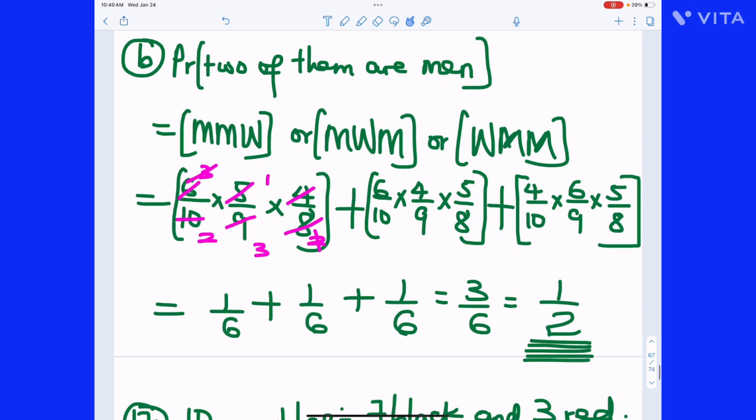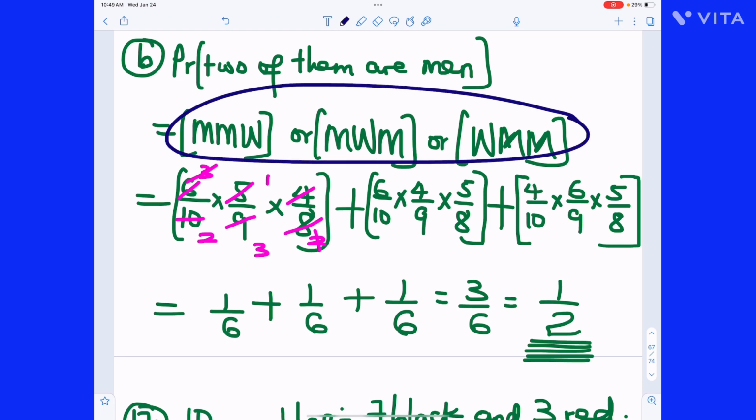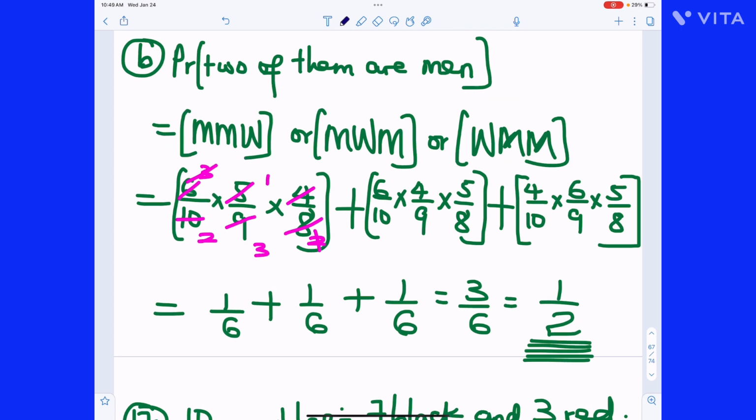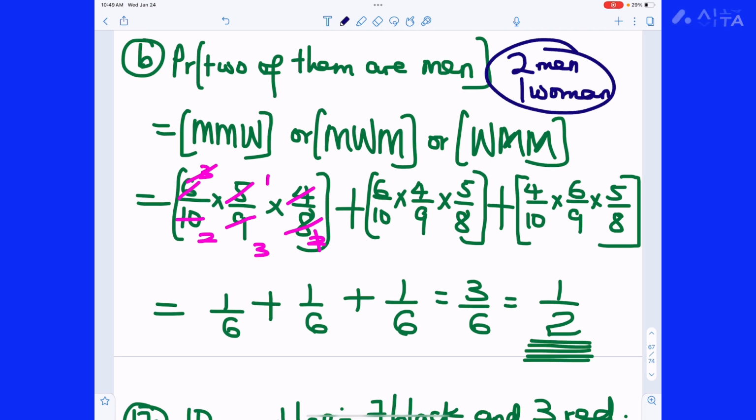B, probability that 2 of them are men. So that means you are looking for the probability that you choose 2 men first and 1 last woman, or the woman is chosen the second time as the second person, or you choose the woman first and the second and third persons you choose are men. These are the 3 possible ways of choosing 2 men and 1 woman, because 2 of them are men is the same thing as 2 men and what? 1 woman. So take note of this.